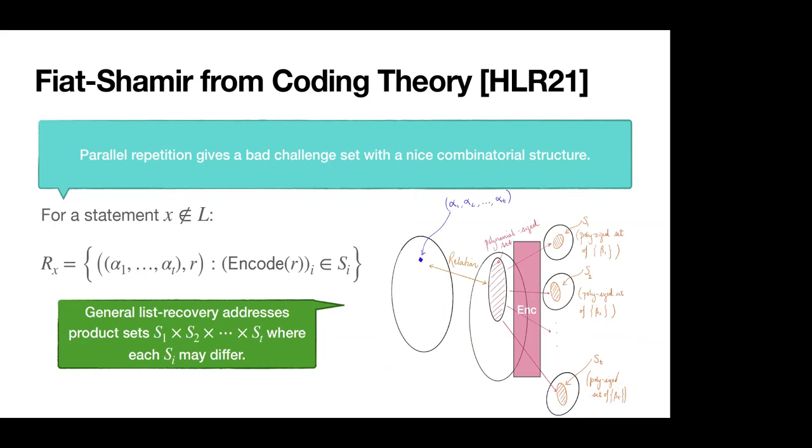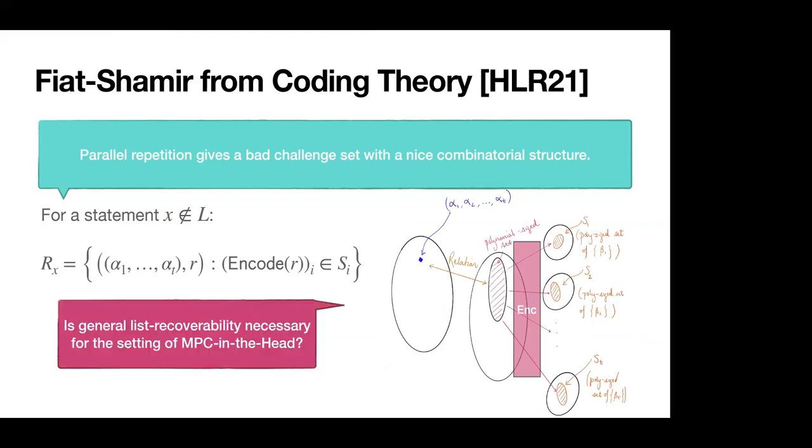And in general list recovery, you have to be worried about whether or not every one of these sets S1 through ST might be large. So you actually have to consider Si where Si may differ. And you may ask, is general list recoverability necessary for the setting of MPC in the head?